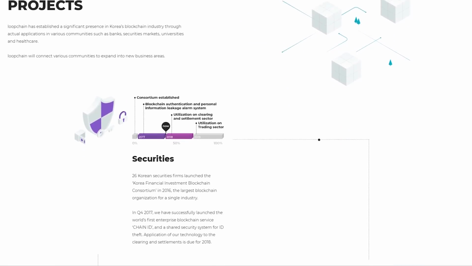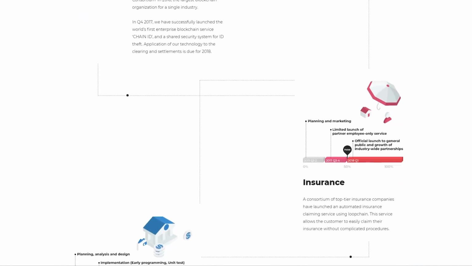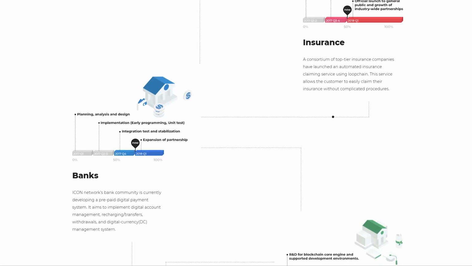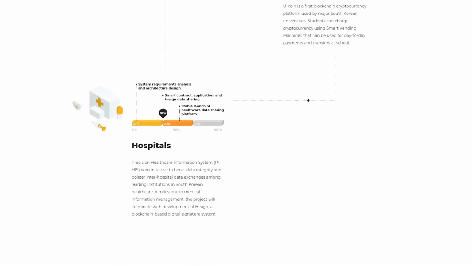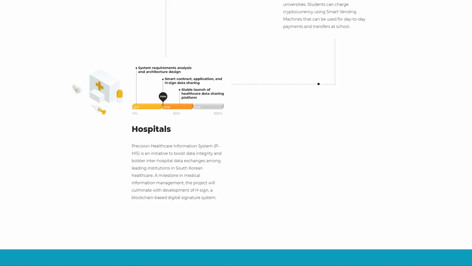Loopchain has already established connections within various industries over the past 2 years with security firms, insurance companies, banks, universities, and hospitals participating in various projects and services. So that's it for the strengths. Let's now move on to the weaknesses.